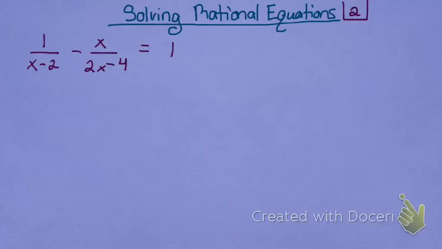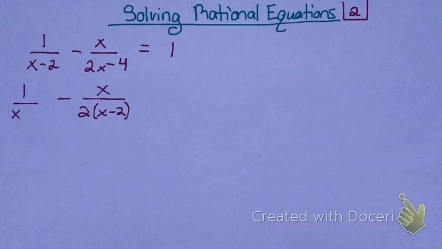All right, here's the second example of solving rational equations. First thing you want to do is check your denominators to see if you can factor anything out. In the second denominator, we can factor out a 2, which is our GCF. And when we factor out a 2, I'm left with x minus 2. The purpose of doing this is so that you can easily see what your LCD is going to be.